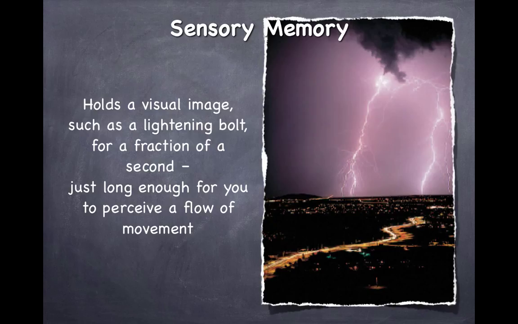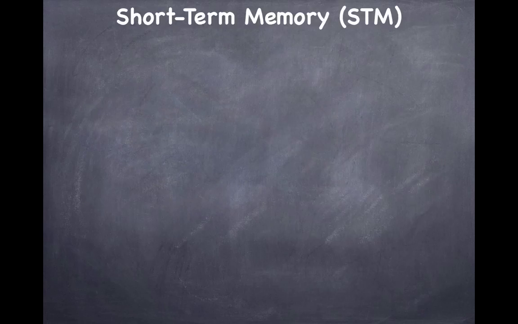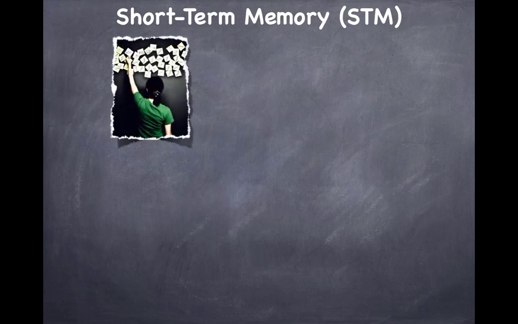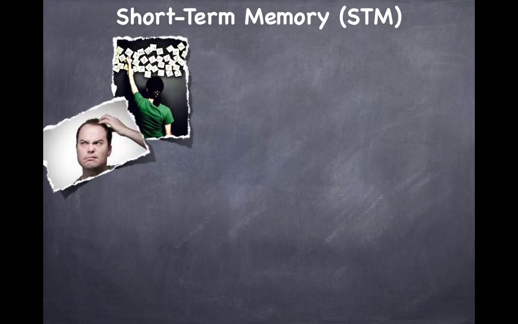Now, what does get in, and we do pay attention to, moves to short-term memory. This is a temporary store that picks up information from the sensory memory for further processing, and this is not a very long spot for information to be held either. Short-term memory codes information according to sound. So the letter T is remembered as the sound T, T-E-E. And this short-term memory is also known as working memory.